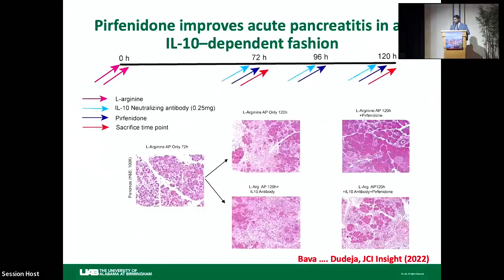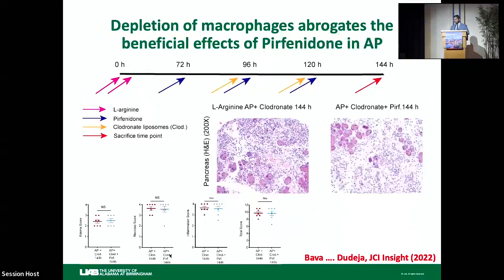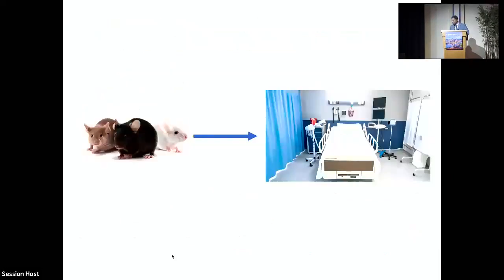And in order to validate this finding, we used IL-10 neutralizing antibodies, and we found that the effect of pirfenidone was lost. So pirfenidone acts in improving the pancreatic histology mediated by IL-10. And again, since this was IL-10 specifically secreted by the macrophages, we also depleted macrophages in our experiment using clodronate. And we found that in the absence of macrophages, again, the effect of pirfenidone is lost. So now having established that pirfenidone is anti-inflammatory and it shows efficacy against acute pancreatitis in multiple animal models, we wanted to take it into clinical trials.